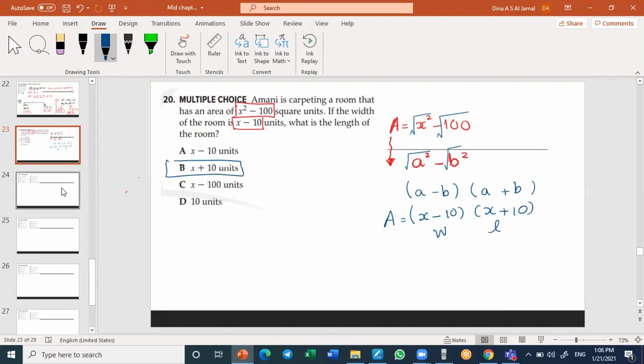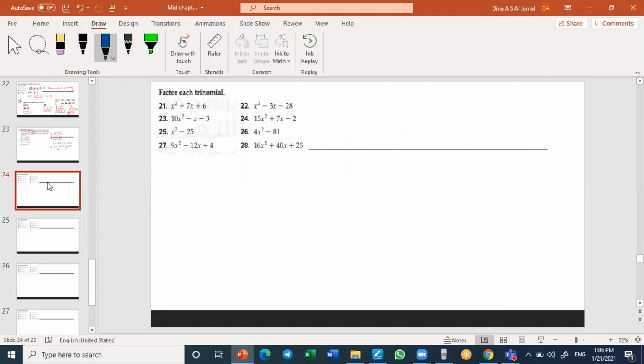Now let's go to the other question. From question 21 until 28, you are required to factor each trinomial. When I say trinomial, that means I'm having three terms. But now look at questions 25 and 26, they are binomials. So please pay attention when you are factoring and on the conceptual questions. Good. Now let's go to question 21.